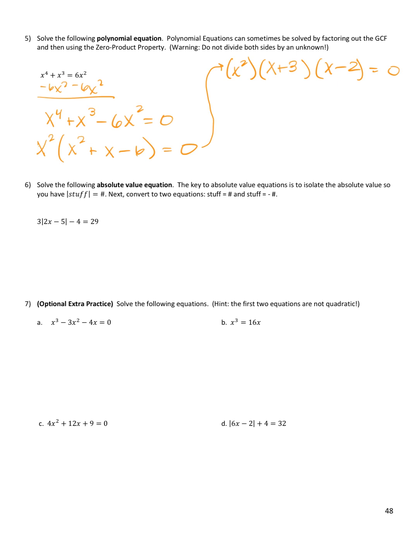And then I have 3 factors multiplied together. The answer is 0. So 1 or more of these factors must be 0. And I get x equals 0, x equals -3, or x equals 2.